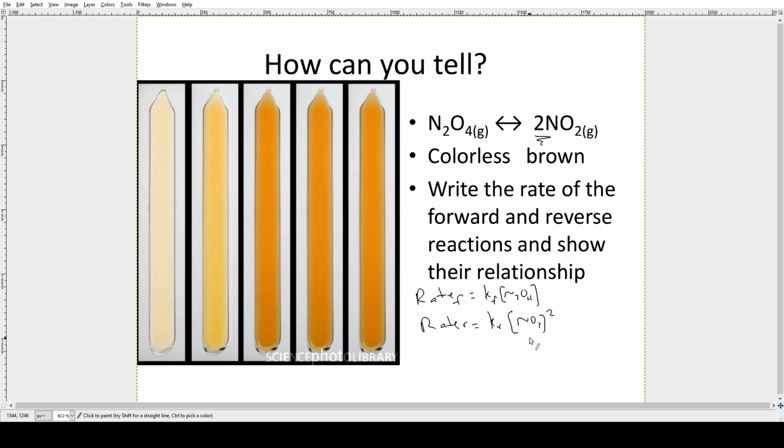That's sticking with us during this unit. So we should be able to set these equal to each other because we're saying it's at equilibrium. And when things are at equilibrium, the rates are equal to each other. The rate of the forward is equal to the rate of the reverse. So Kf of N2O4 is equal to Kr NO2 squared. That will become important soon.